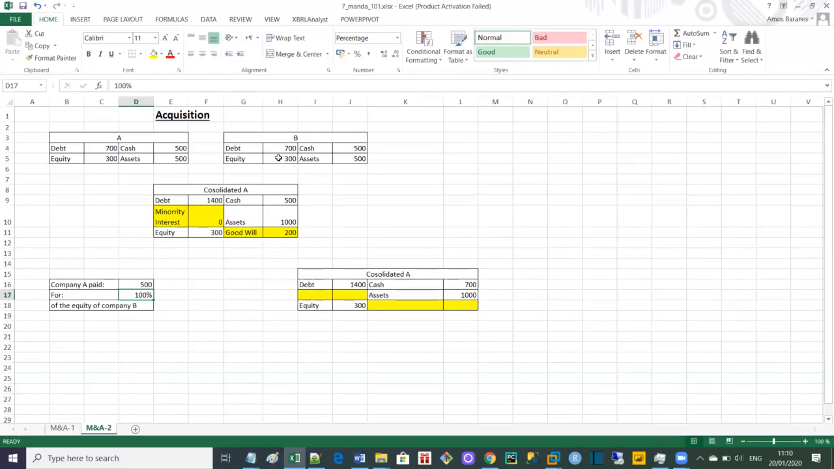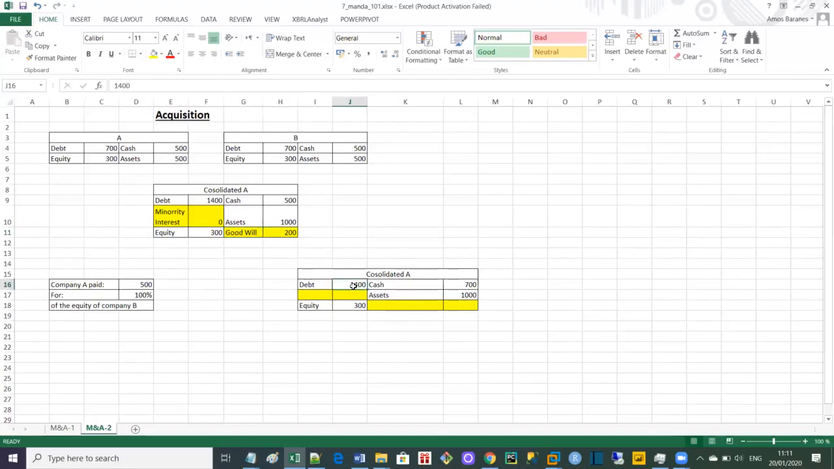Before, when we paid 300, there was no goodwill. Now, if I paid 500, that means for a stock that is worth 300 in book value, I am paying 500. That means that I'm paying an extra 200. Therefore, that extra is called goodwill. So let's do the same exercise here again and see how we're getting these results. So let's start all over.